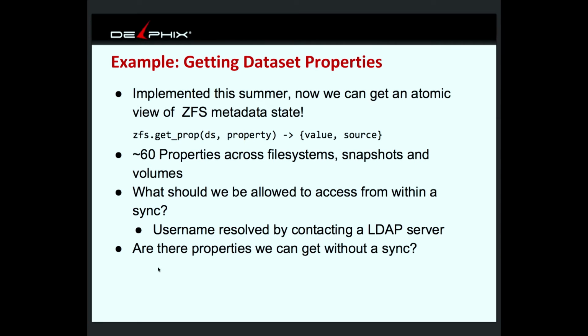One example is a particular property, basically the user used property, which requires being given a username and then it resolves it by contacting an LDAP server. And we thought we probably shouldn't try and talk to an LDAP server while syncing. So we didn't do that and just required that a numeric ID be submitted. And there's more work to be done for this.